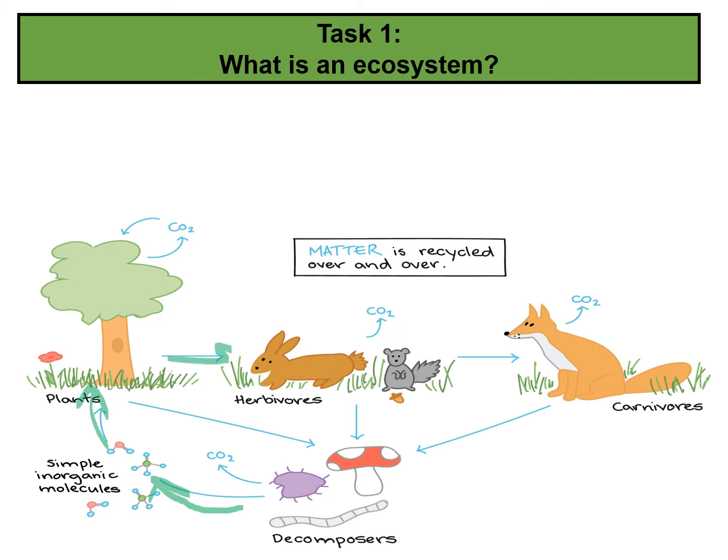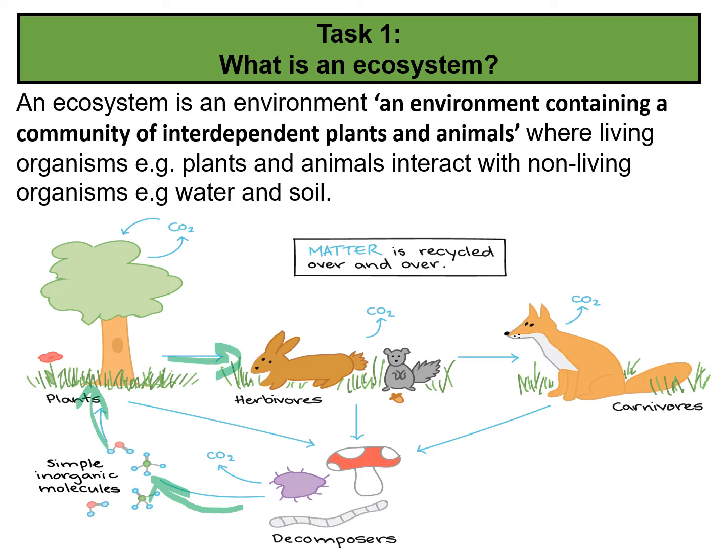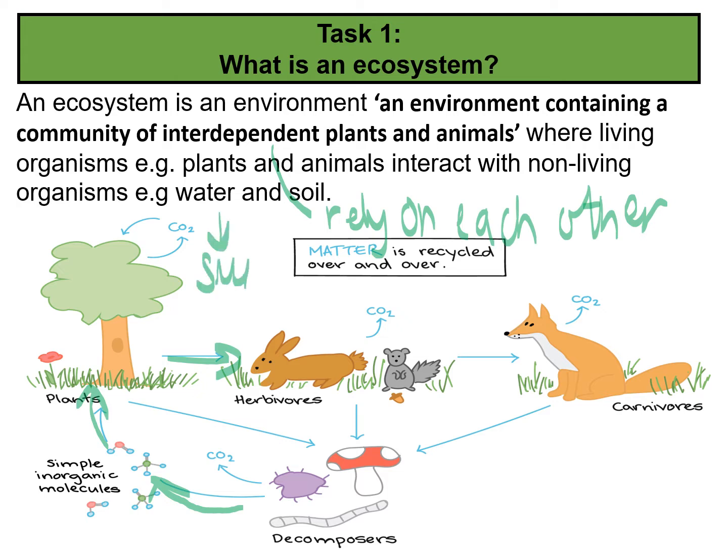So what is an ecosystem? Well, an ecosystem is an environment containing a community of interdependent plants and animals. So interdependent means they rely on each other. So they're made up of living organisms such as plants and animals, and they also interact with non-living organisms such as the water, the soil, and also the sun.